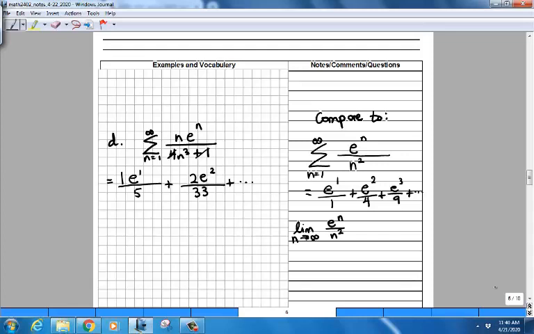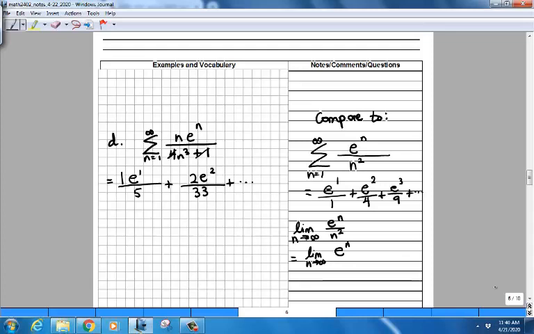If that doesn't go to 0, then what that means is that the terms of this series are getting bigger and bigger as the index gets larger. And that means that the series has to diverge, correct? So let's look at this limit. And again, we can evaluate this limit using L'Hopital's rule. So take the derivative of top and bottom.